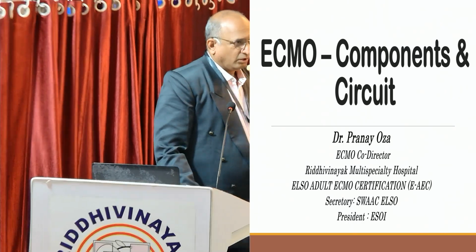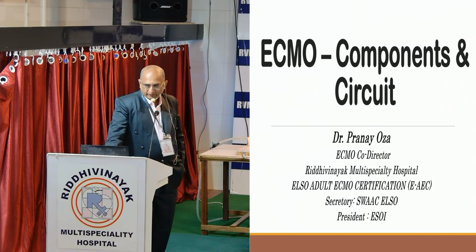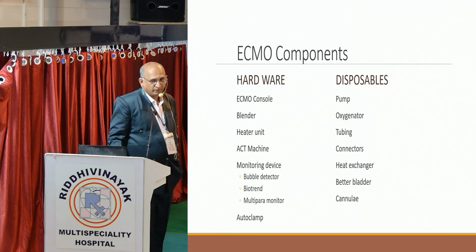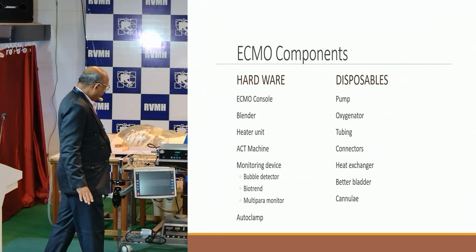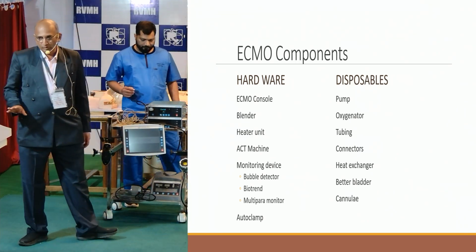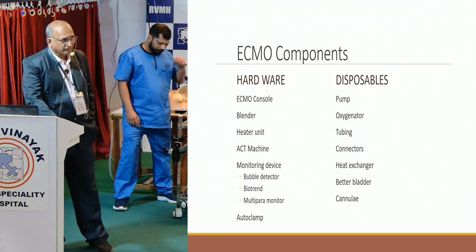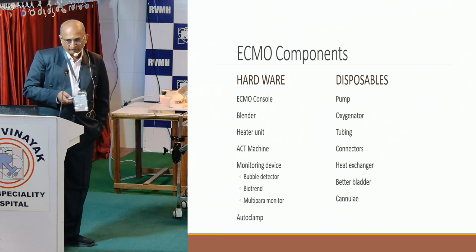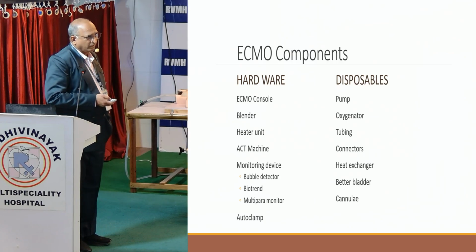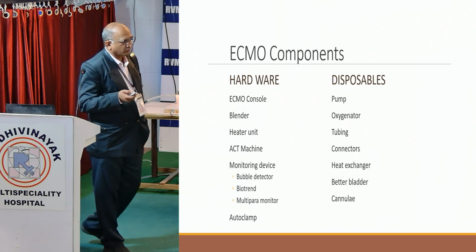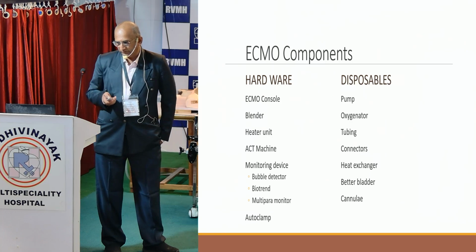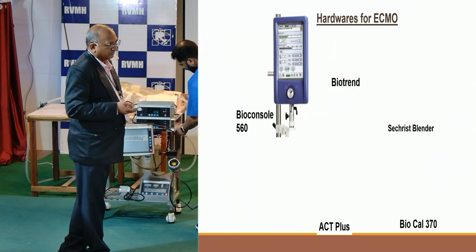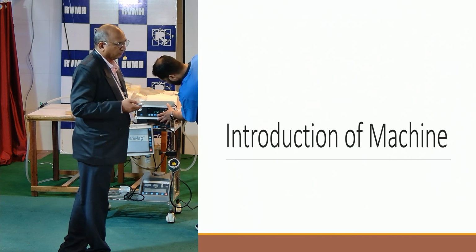Okay. So when we talk about ECMO components and circuits, we have hardware and disposables. The different hardware which we require is the ECMO console, the blender, the heater unit, the ACT machines, different monitoring devices, and autoclamp. While the disposables, all of you know: pump, oxygenator, tubings, connections, all different connectors, heat exchanger, bladder, and cannula. Okay, I am going to show all this to you.